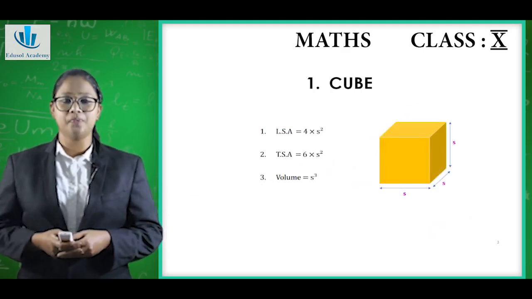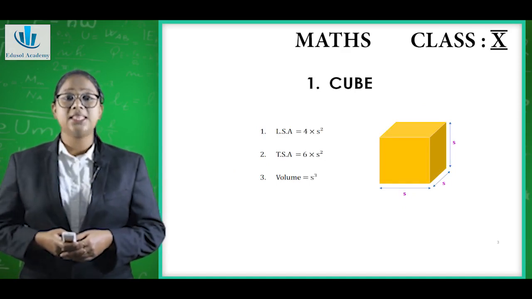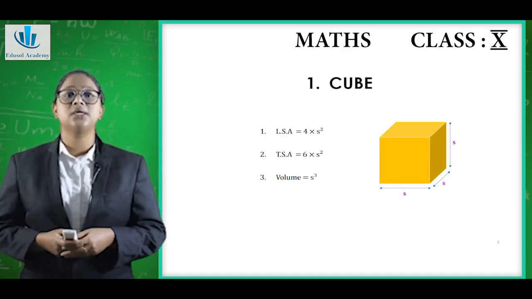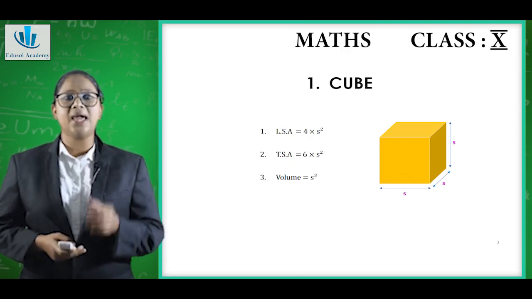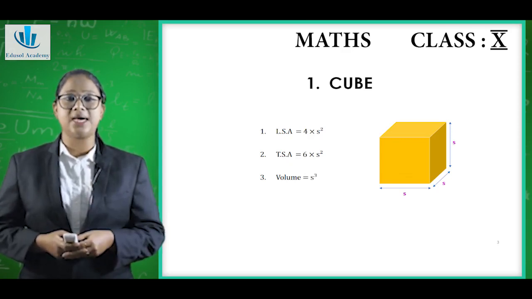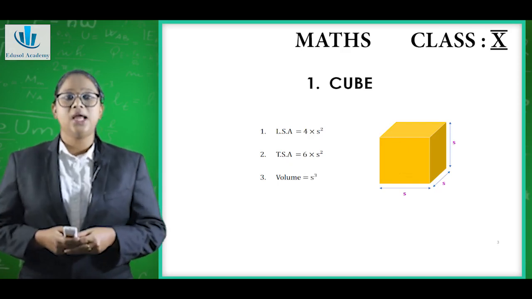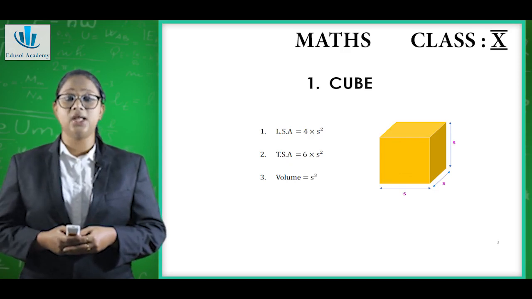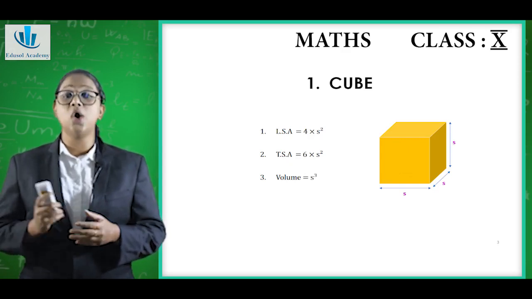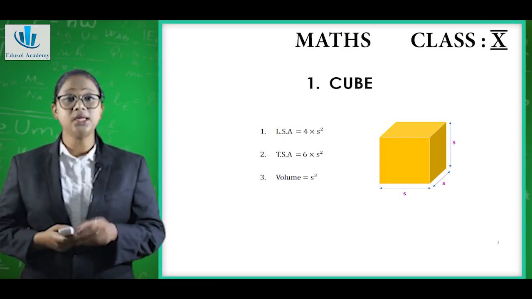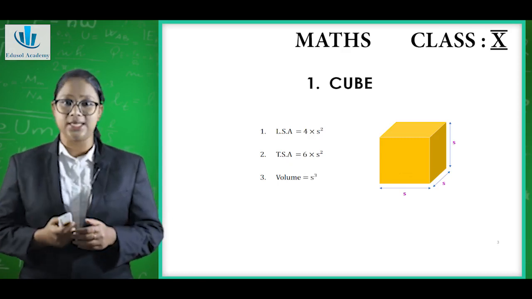What is a cube? A cube is a solid that is made of 6 identical squares. By identical squares, we mean that the dimensions of the squares are the same. Now, lateral surface area means the area that we can see when we are observing a solid from the sides. Neither top nor bottom, only the sides.